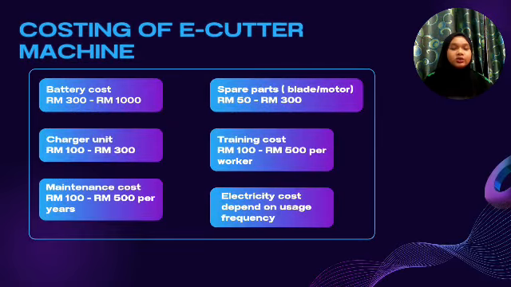Costing for the e-cutter machine. The e-cutter machine price is usually around 2,000 to 5,000 per unit, depending on brand, power and specification. Second, battery cost is around 300 to 5,000 per battery. Third, charger unit is 100 to 300. Maintenance cost is about 100 to 500 per year, for example blade, motor service and minor repair. For spare parts like blade and motor, 15 to 300 depending on damage.